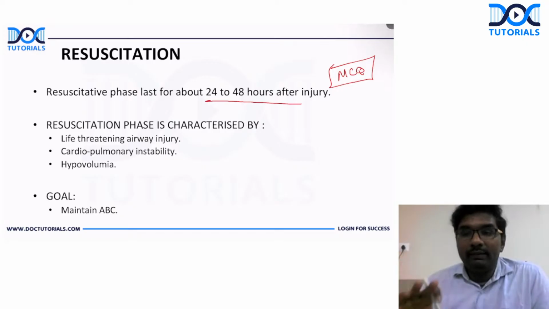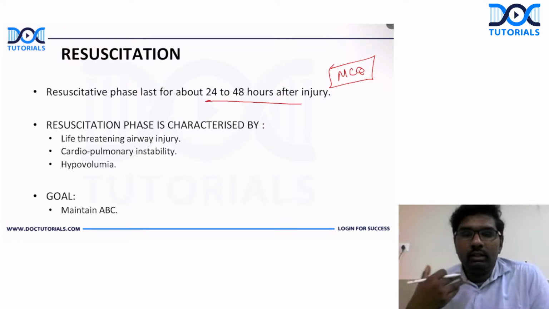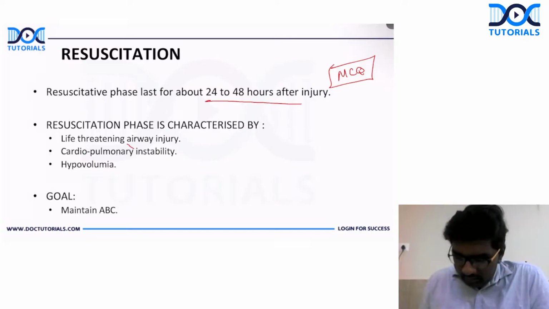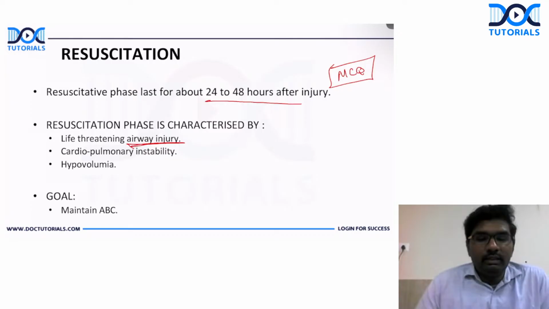Burns can cause airway injury because of inhalation of smoke and fumes. The smoke and fume inhalation can cause airway injury, which is to be dealt with first. Securing the airway is the most important thing. Then cardiopulmonary instability should be addressed.